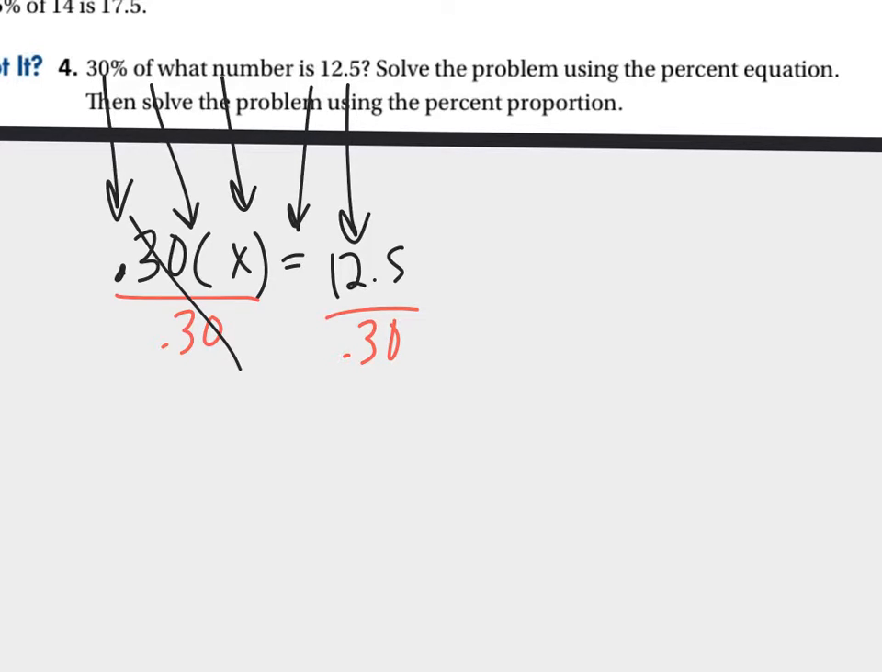Whoops, that doesn't cancel. When you divide that out, you're actually going to get 41.6 repeating. You might know that as 41 2/3, or otherwise we could have it as an improper fraction.